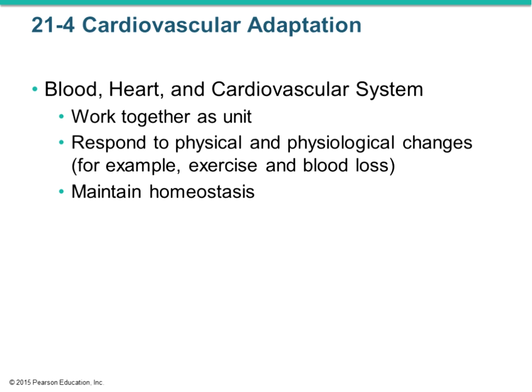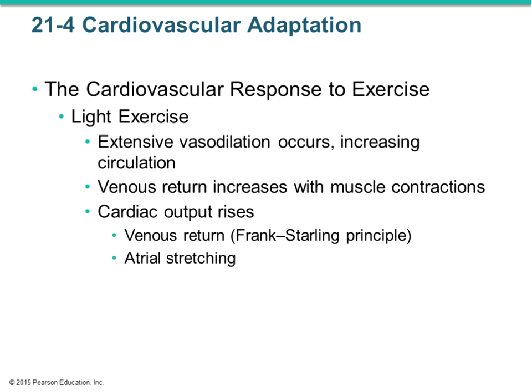And so if you look at this cardiovascular system as a whole, the whole thing has to work together to maintain homeostasis. The heart, the blood, the cardiovascular system with the vessels, everything has to work together. And so a great example of how your body adapts to these changes is what happens when you exercise. So I want you to make sure you take a moment to look through the body's response to exercise. So for instance, in light exercise, you see vasodilation occurring, which is going to increase circulation. You're going to see venous return increasing with those muscle contractions, because that helps squeeze the blood and pump it back to the heart.